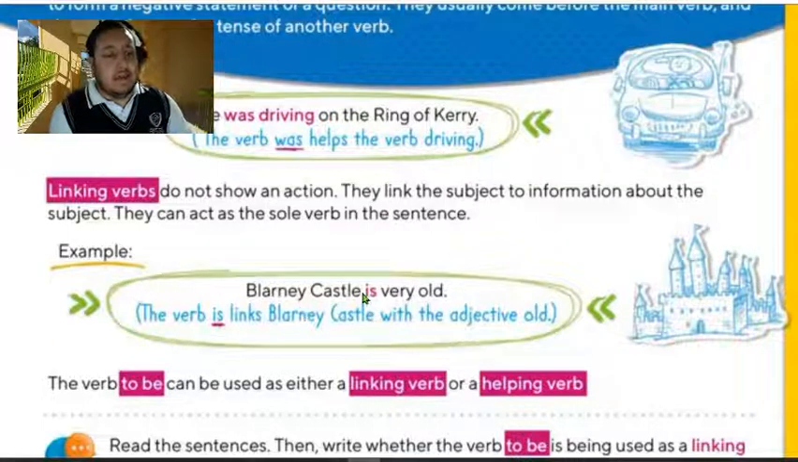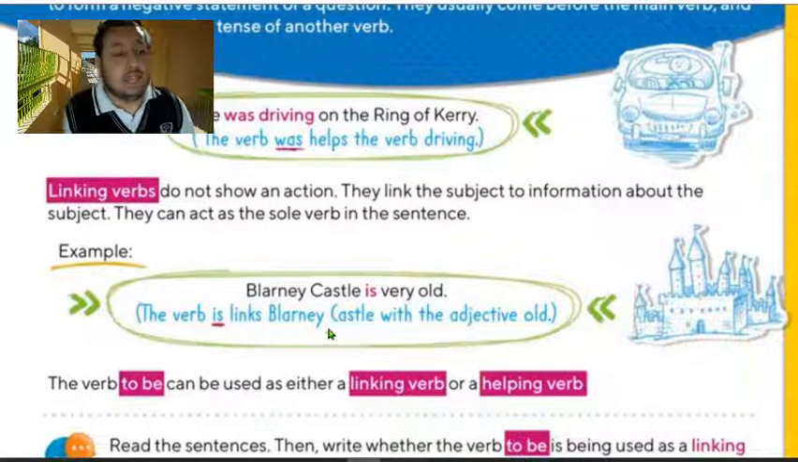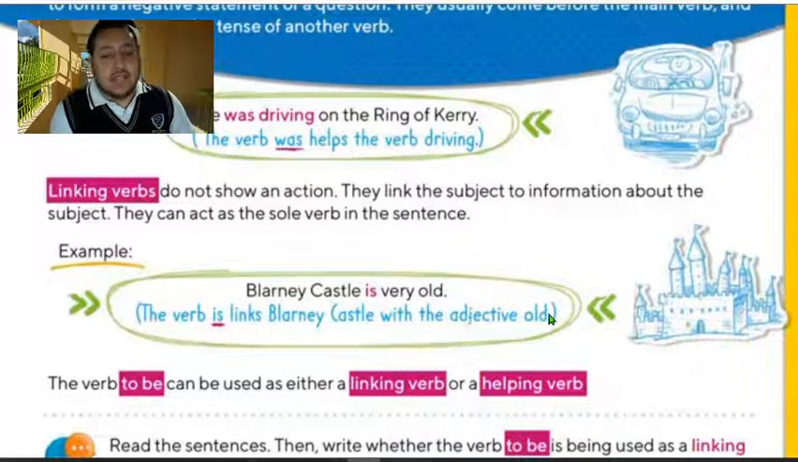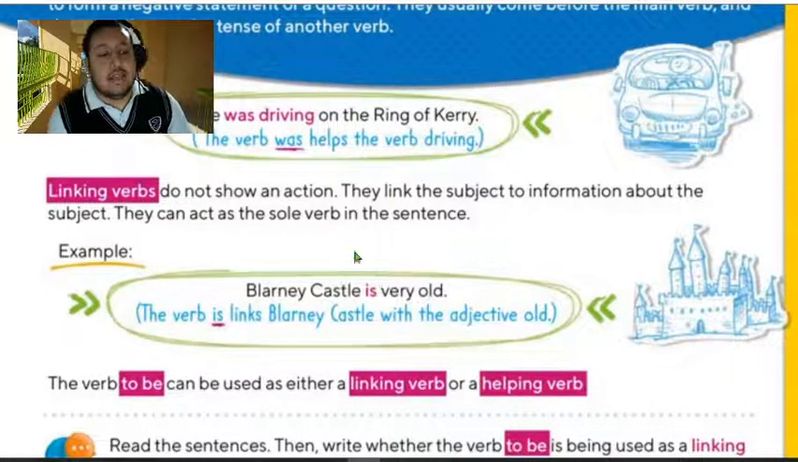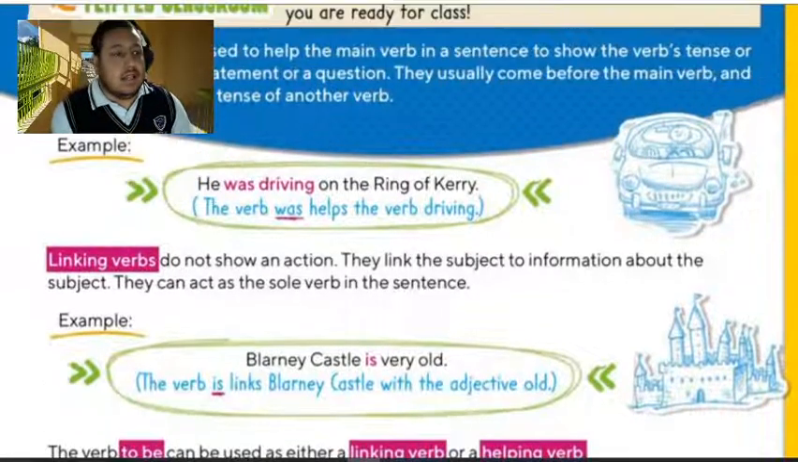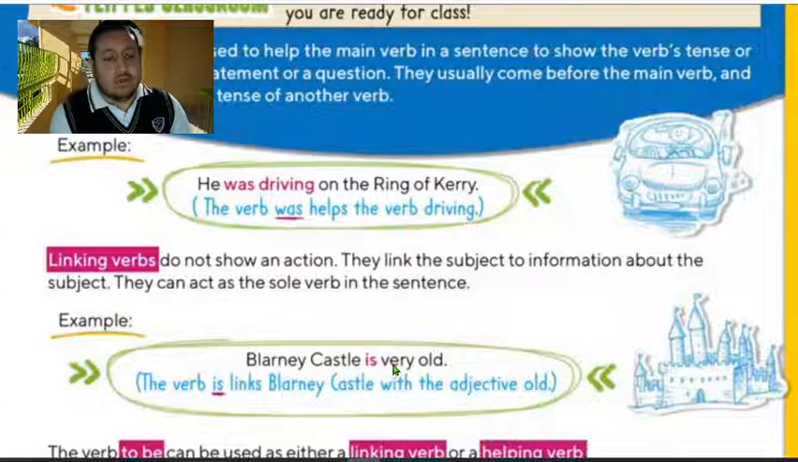Example, Blarney Castle is very old. This is here. The verb is links Blarney Castle with the adjective old, right? So this one is joining these two parts, right? Pues está uniendo, linking. Entonces eso es. El remember, helping verbs es porque está antes de un verbo con ing. Linking verbs solamente está uniendo dos oraciones, dos frases, right?